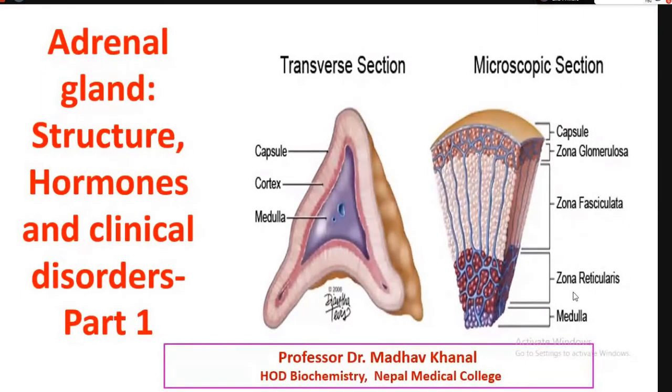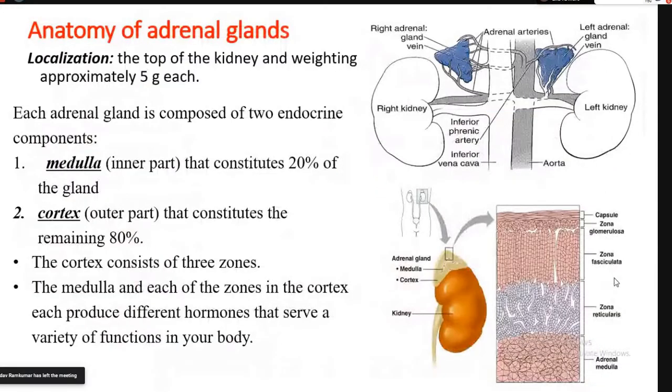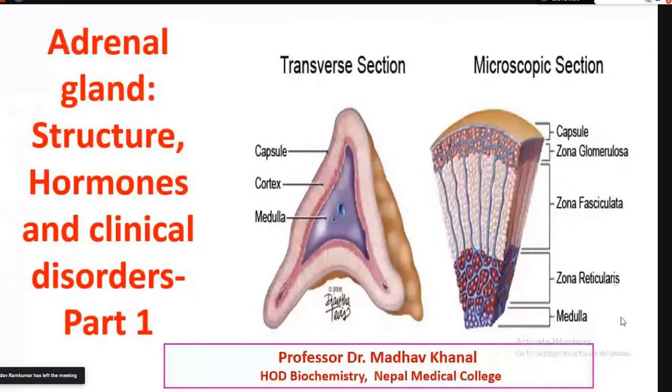Three zones, that is zona glomerulosa, zona fasciculata, and zona reticularis. So there is a mnemonic, GFR. You know GFR, glomerular filtration rate. That mnemonic also works here. G means zona glomerulosa, F means fasciculata, R means reticularis. So remember GFR. Once you remember, then you can understand this sequence of layers of the cortex: glomerulosa, fasciculata, reticularis.